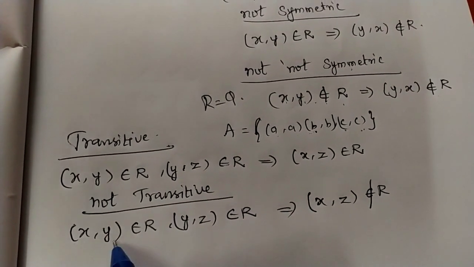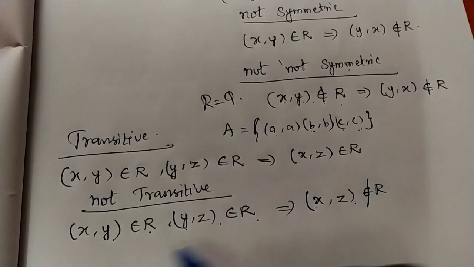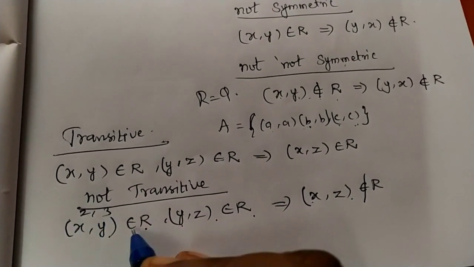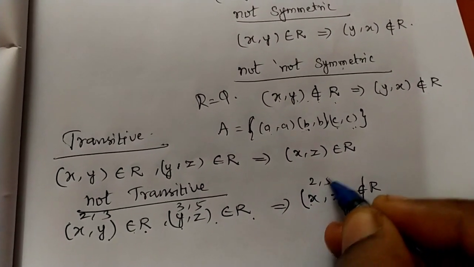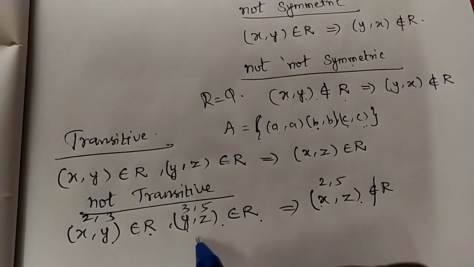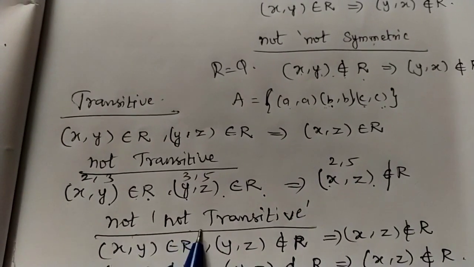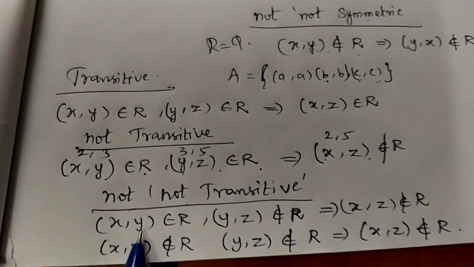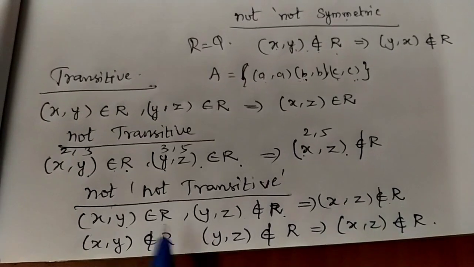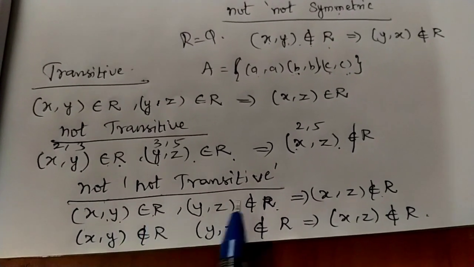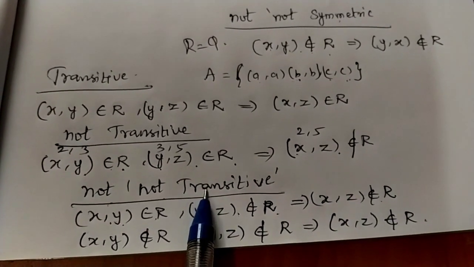That is, (2, 3) belongs to R, (3, 5) belongs to R, but (2, 5) does not belong to R, which means this one is not transitive. Suppose I will take one example. Not of not transitive means also transitive. (x, y) belongs to R, (y, z) does not belong to R, (x, z) does not belong to R. Only one pair belongs to R. The other statement and reason also do not belong to R, which means this one is not of not transitive.